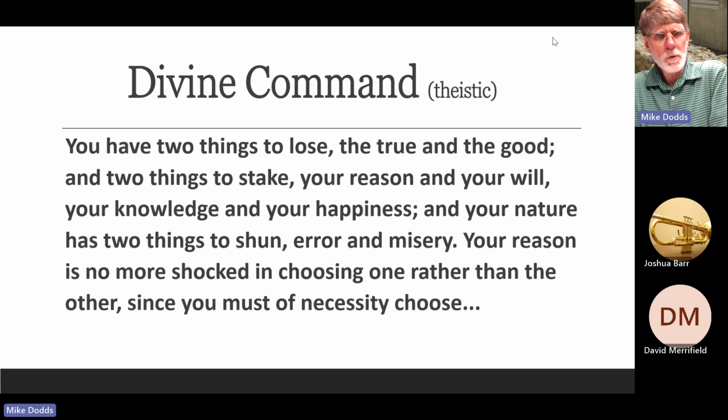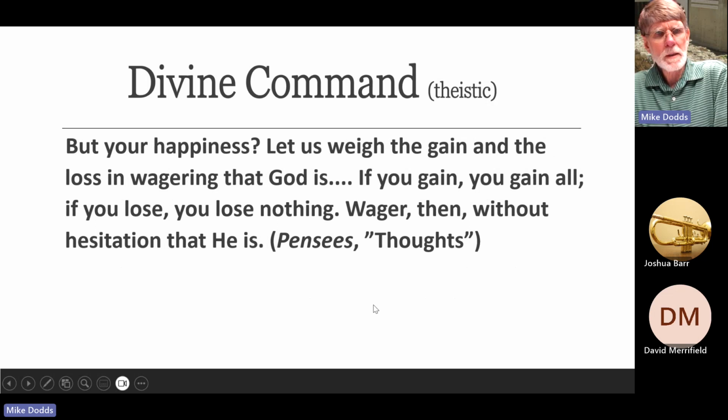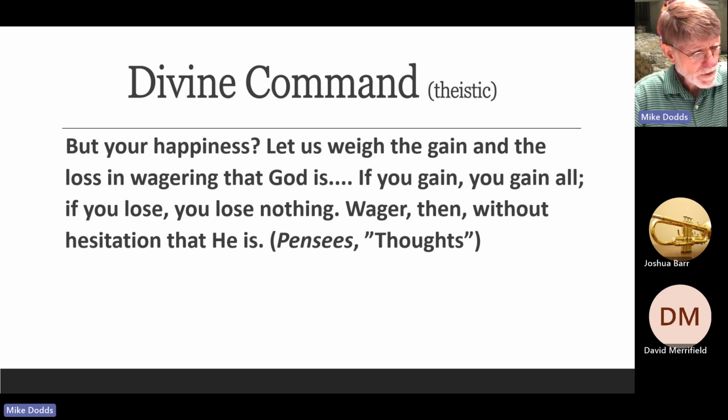You have two things to lose, the true and the good, and two things to stake, your reason and your will, your knowledge and your happiness. And your nature has two things to shun, error or misery. Your reason's no more shocked in choosing one rather than the other, since you must of necessity choose. But your happiness? Let's weigh the gain and the loss in wagering that God is. If you gain, you gain all. If you lose, you lose nothing. Wager then, without hesitation, that he is. And that's from Blaise Pascal's Pensées.